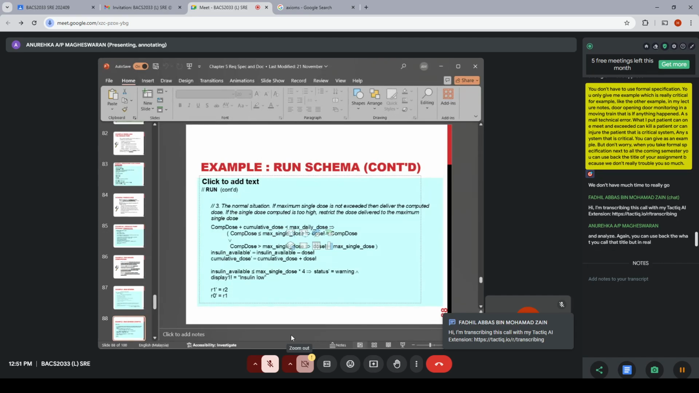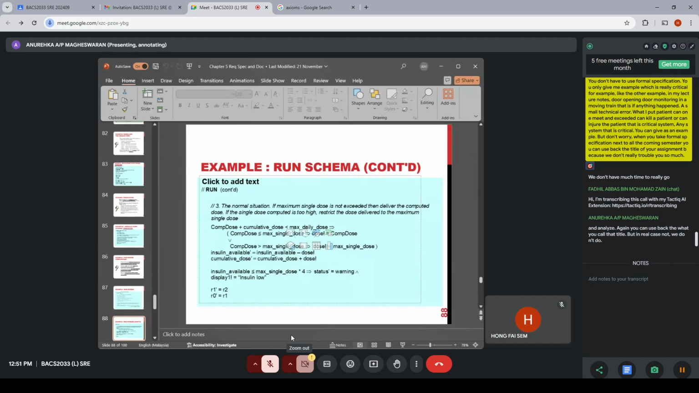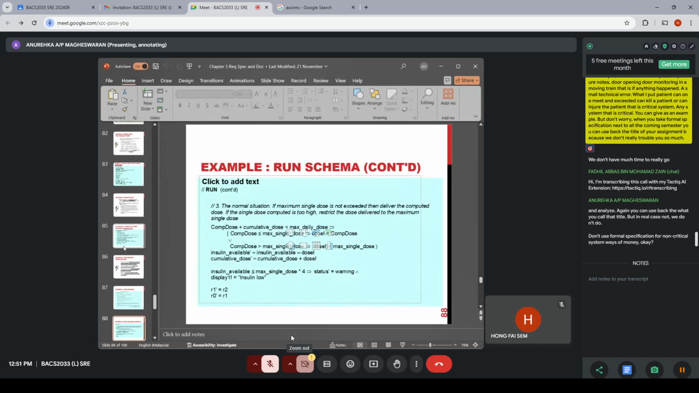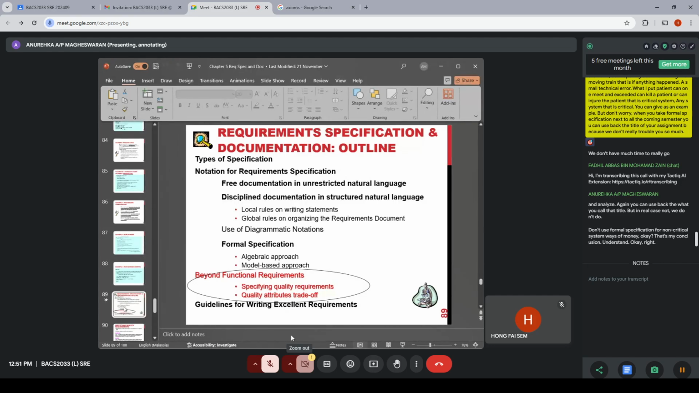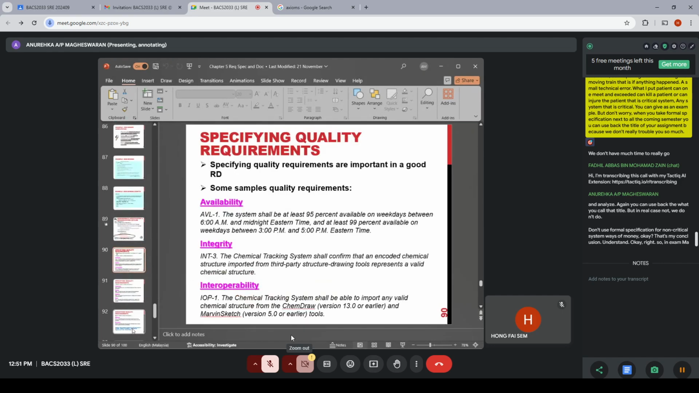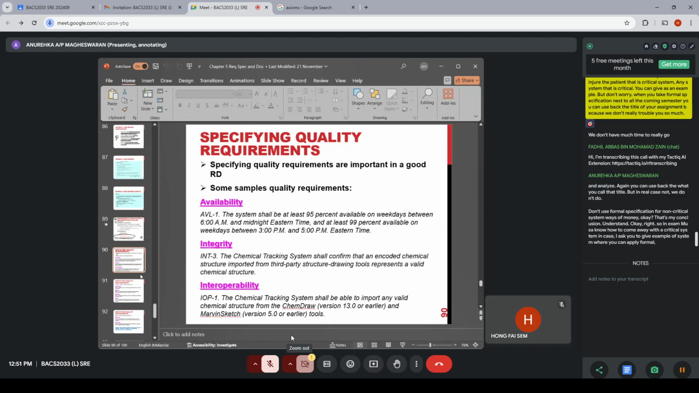But in real cases, we don't use formal specification for a non-critical system. It's a waste of money. Okay, that's my conclusion. Understand or not? So in the exam, you must know how to come up with a critical system, in case I ask you to give an example of a system where you can apply formal specification.